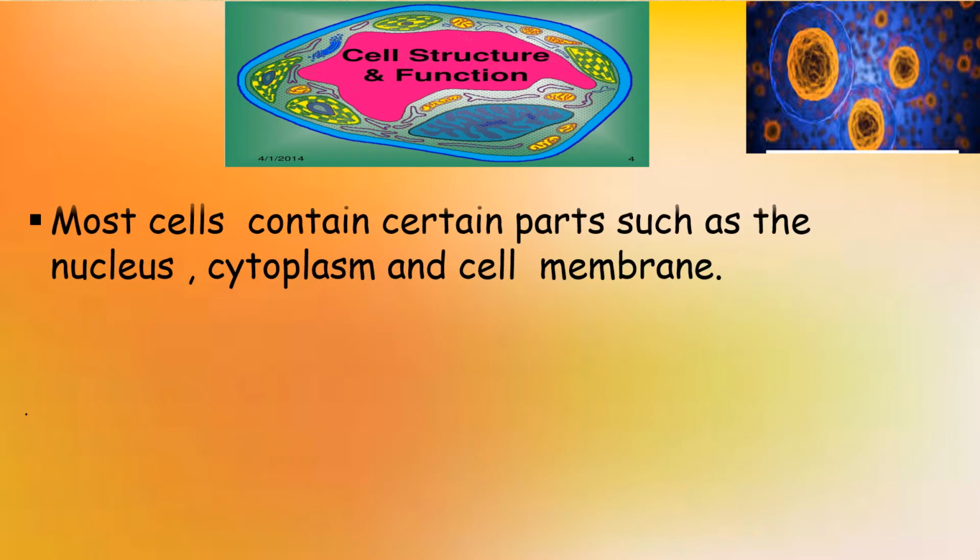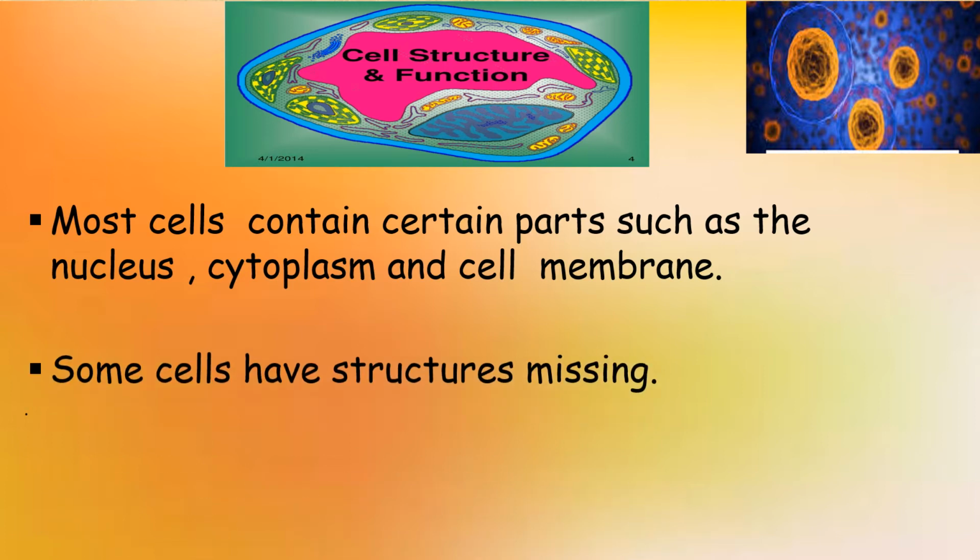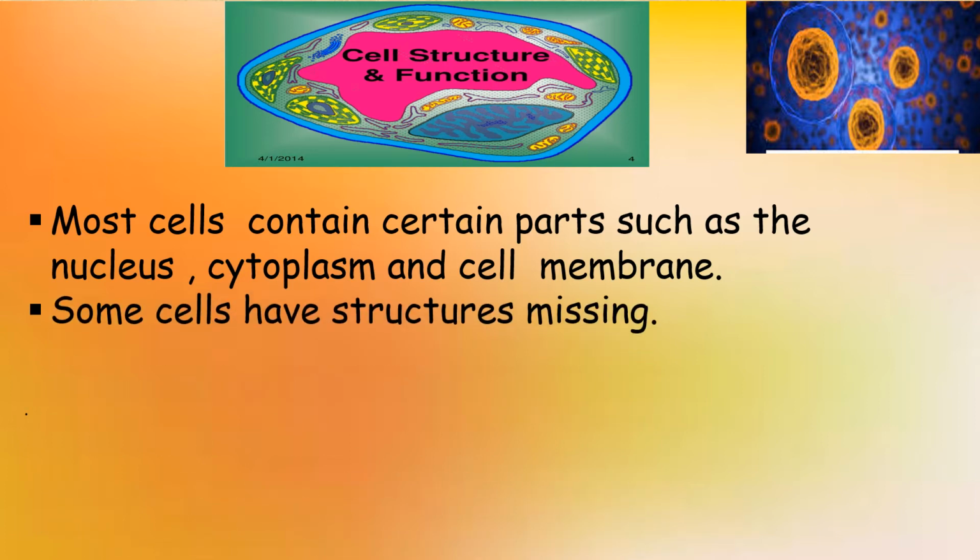Cell structure and function. Most cells contain certain parts such as the nucleus, cytoplasm and cell membrane. We can see these three parts in plant cells and animal cells also. Some cells have structures missing. Now children, think of what you have learned in Form 1. What are the parts missing in some cells?